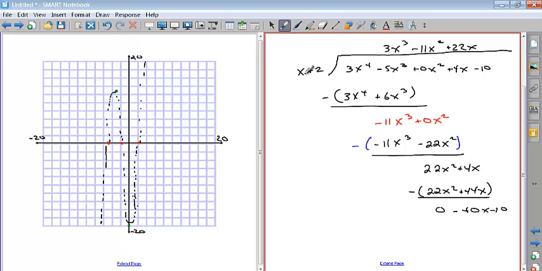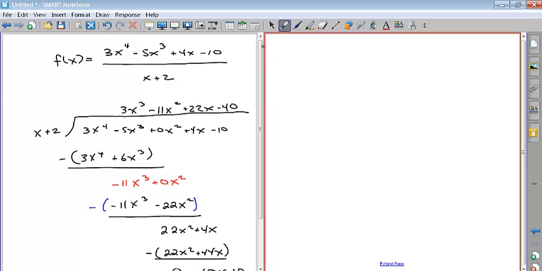So the question is, what do I need to multiply x by to get negative 40x? Well, the answer is negative 40. So negative 40 times x is negative 40x. Negative 40 times 2 is negative 80. But again, I'm subtracting here. So that goes to 0. So you have negative 10. Negative times the negative is a positive. So it's negative 10 plus 80, which is positive 70. So that's my remainder.